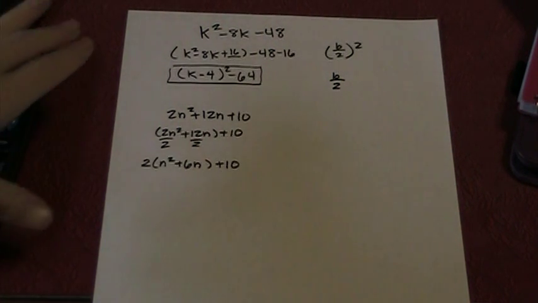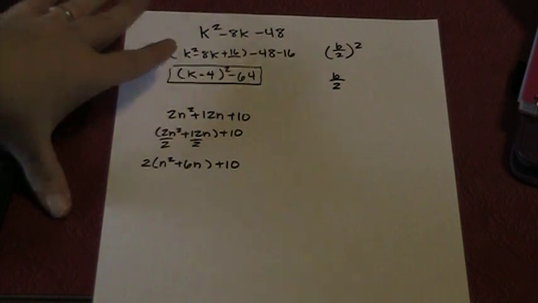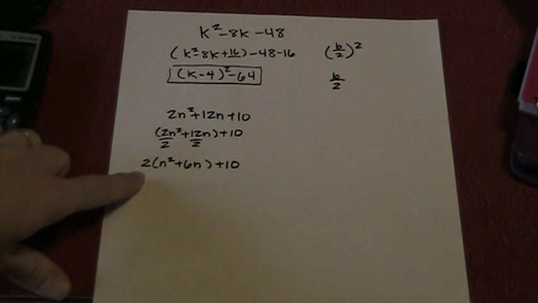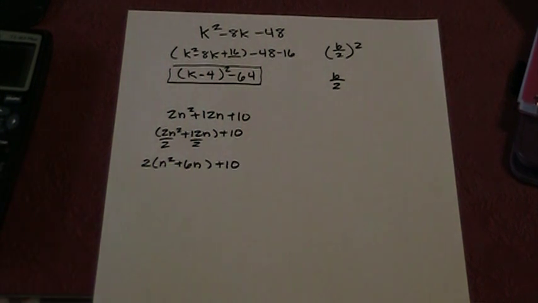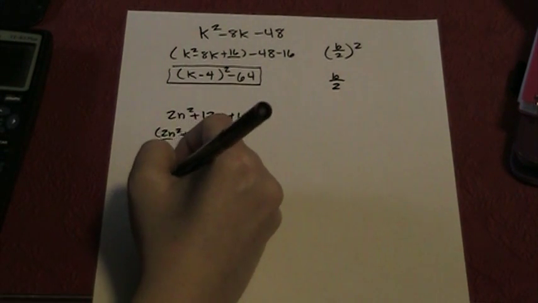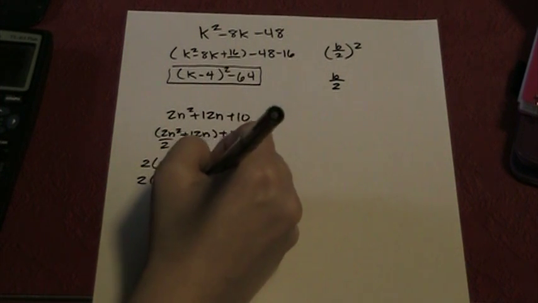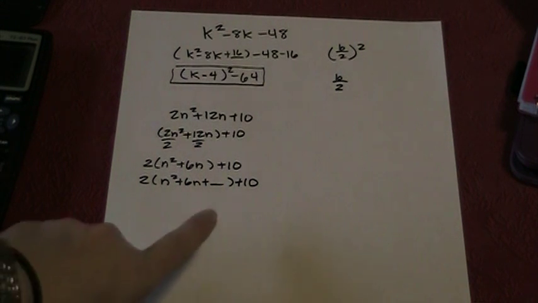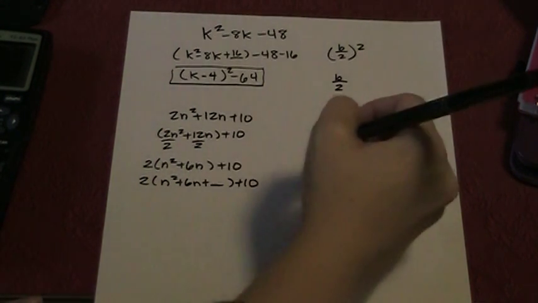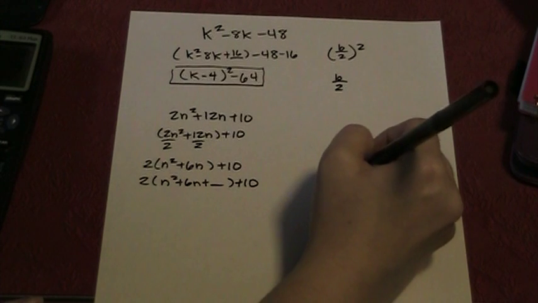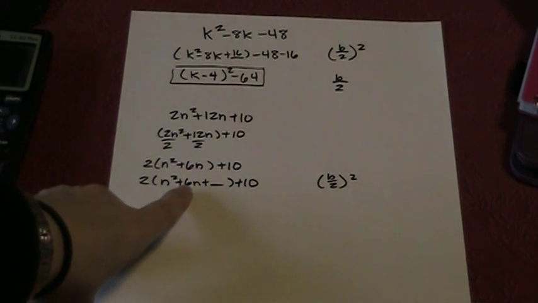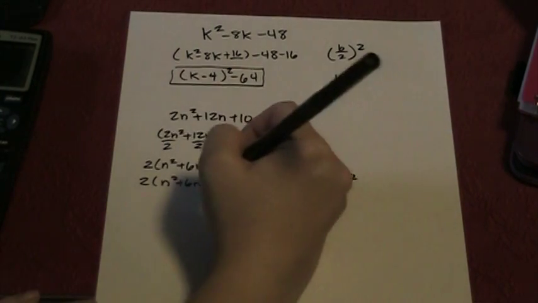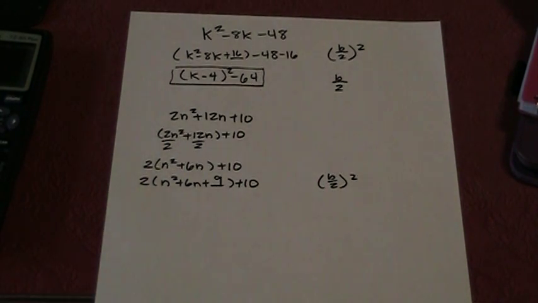So now I can repeat the same process I did up here. All I have to remember is to bring this 2 with me as I go. So I'm going to add in the blank that I need to complete the square. And remember, to find the number that goes on that blank, you divide b by 2 and square it. So the b value here is 6. 6 divided by 2 is 3. 3 squared is 9. And remember, whatever I add, I have to subtract.